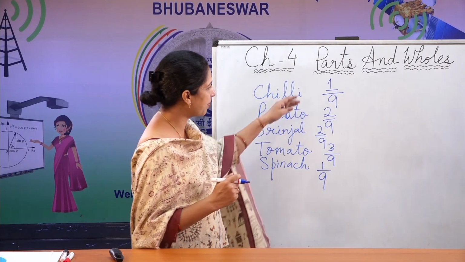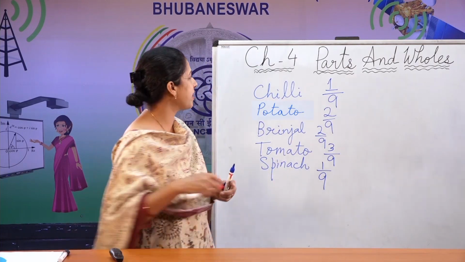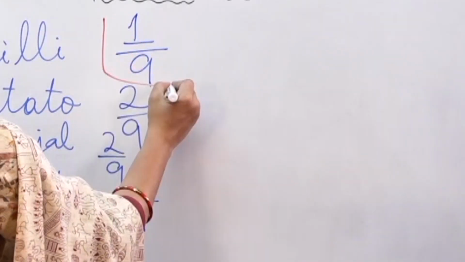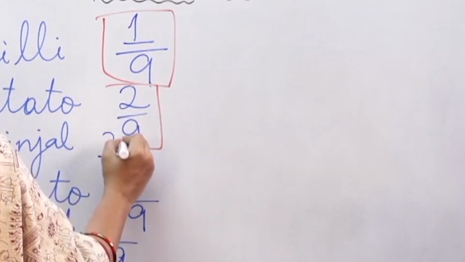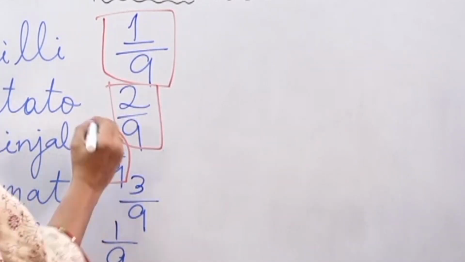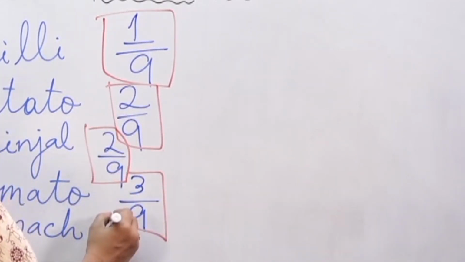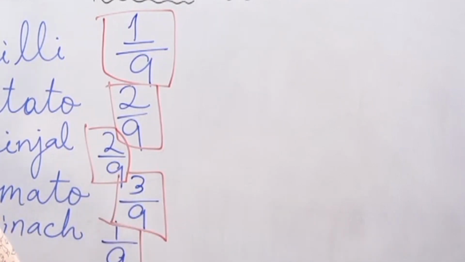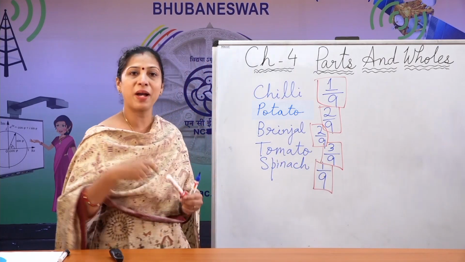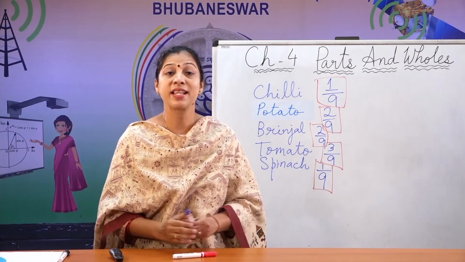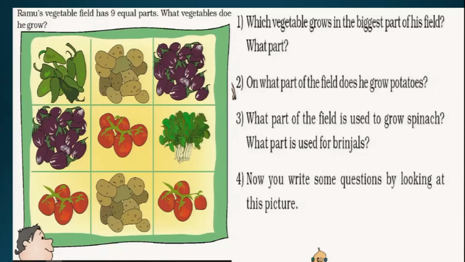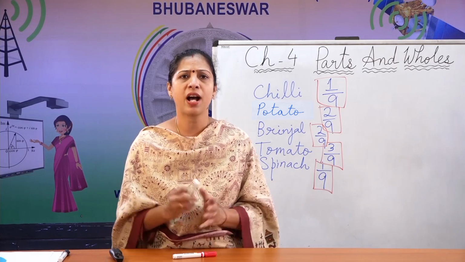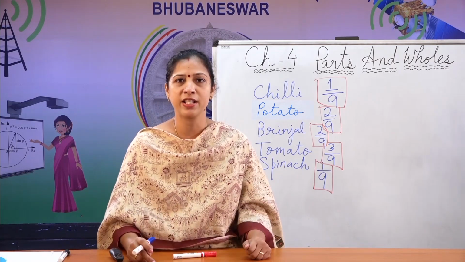So now children, you can see that chili is grown in 1 by 9, potato is grown in 2 by 9, brinjal is grown in 2 by 9, tomato is grown in 3 by 9 and spinach is grown in 1 by 9. So now let's see the questions. It is very easy. After you find out the parts on which chili, potato, brinjal are grown, you can find out the answers yourself very easily.